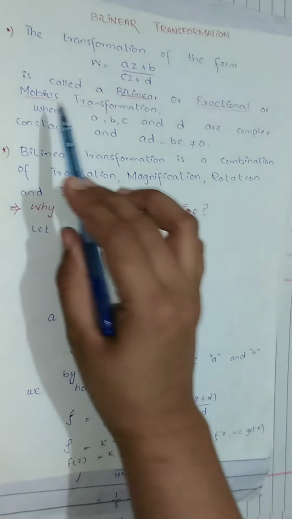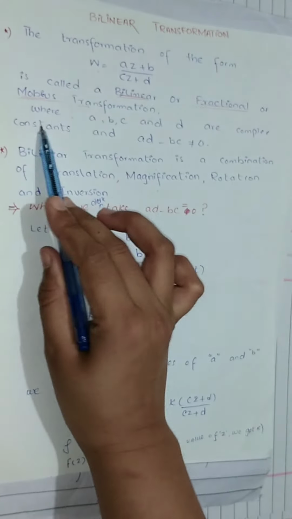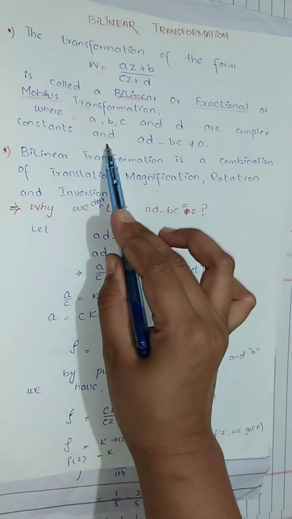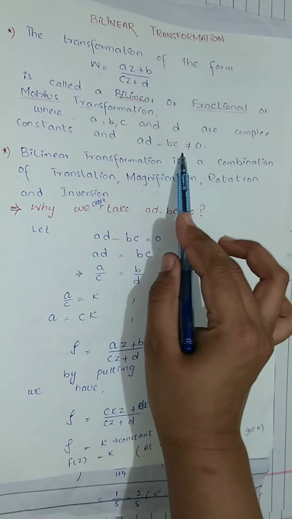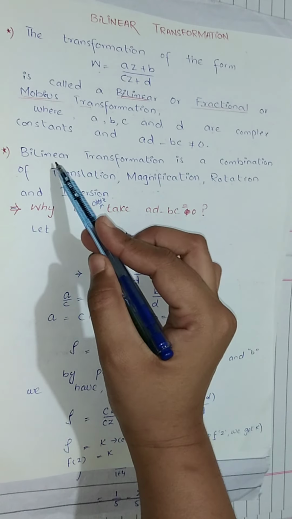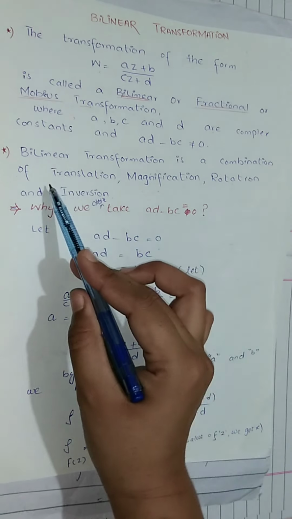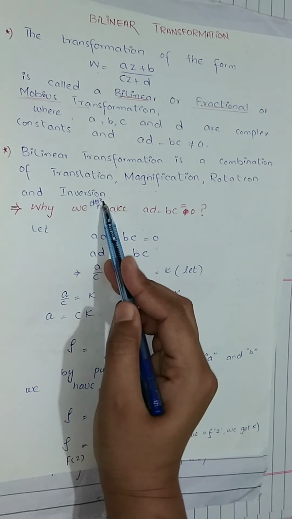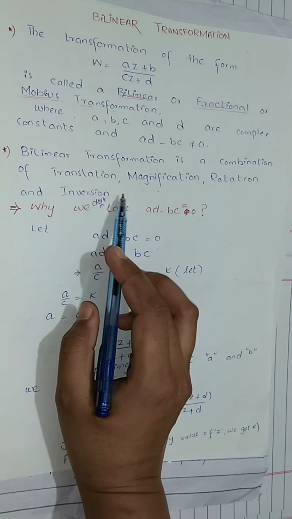or fractional or Mobius transformation, where A, B, C and D are complex constants and AD minus BC is not equal to 0. Also, bilinear transformation is a combination of translation, magnification, rotation and inversion. We discussed it in the previous lecture also.